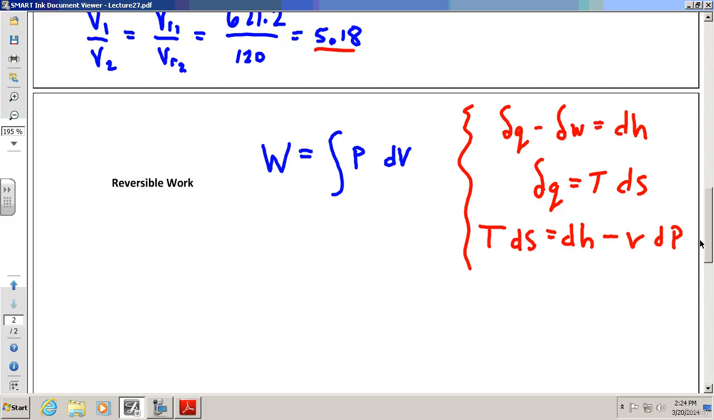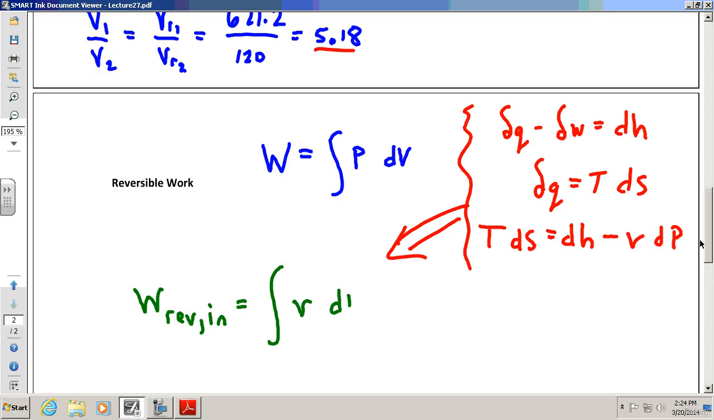If you want to see how it all goes, I challenge you to do the substitutions, because it's pretty simple. You can use all of that to prove a very interesting relationship for what we call reversible work. Work reversible in. I'm going to call it in because that makes this a positive number. If I said it was out, this would be a negative number, and I want to keep it simple. So work reversible in is equal to, an interesting equation, the integral of v dP, where v is specific volume.